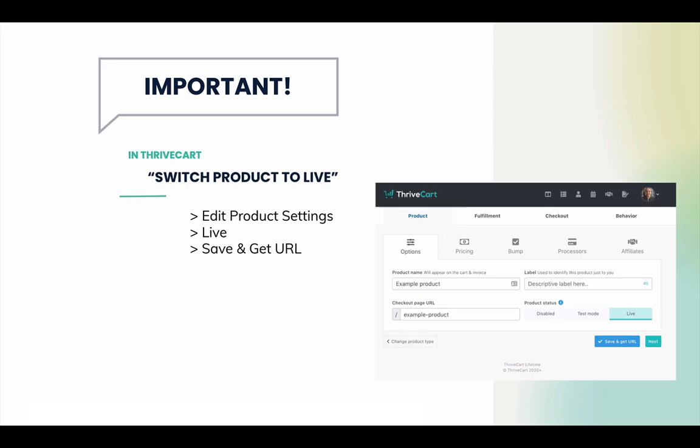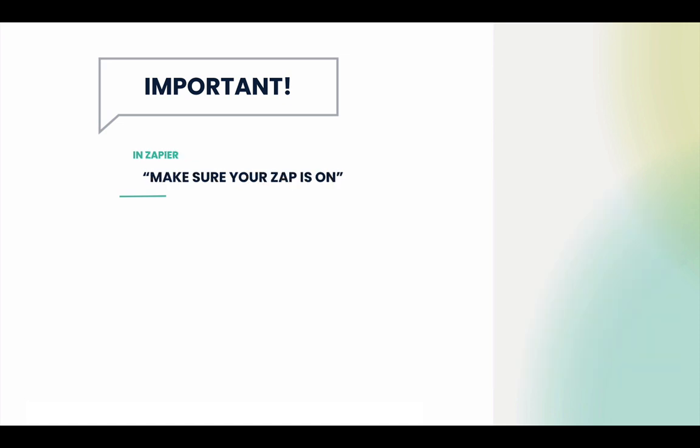What's important as well is, of course, in ThriveCart to set your product to live and not just in test mode. So you would click Edit Product Settings and then select Live and click Save and Get URL. And what's important too is in Zapier to make sure that your Zap is actually on. Maybe you did that in one of the steps right before this one, but it's of course important that the Zap is actually working.